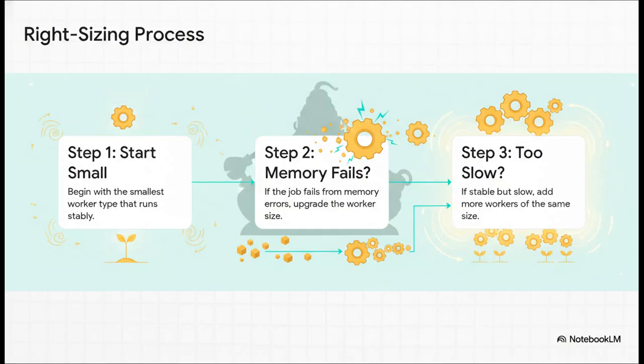Okay, another part of choosing the right tool is right sizing. And please, don't just throw the biggest, most expensive machine at every problem. This simple 3-step process is your playbook. You start small, with a small worker type. If it crashes with memory errors, okay, fine, you need a bigger type of worker. But, and this is key, if it runs fine but it's just slow, don't upgrade the size. Just add more workers of that same small size. This is how you avoid over-provisioning and paying for power you just don't need.